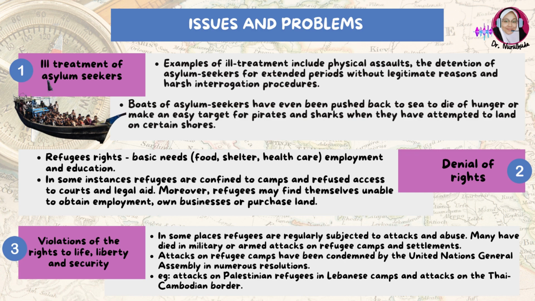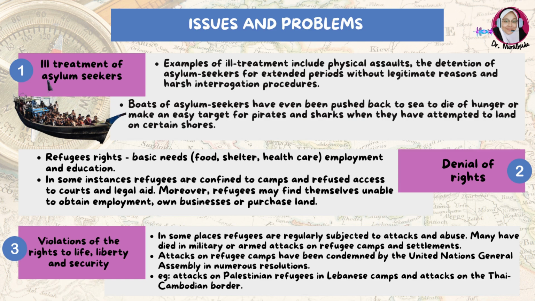Secondly, denial of rights. For example, the refugees deserve basic needs, for example, food, shelter, healthcare, employment, and education. In some instances, refugees are confined to camps and refused access to courts and legal aid. Moreover, refugees may find themselves unable to obtain employment, own businesses, or purchase land.